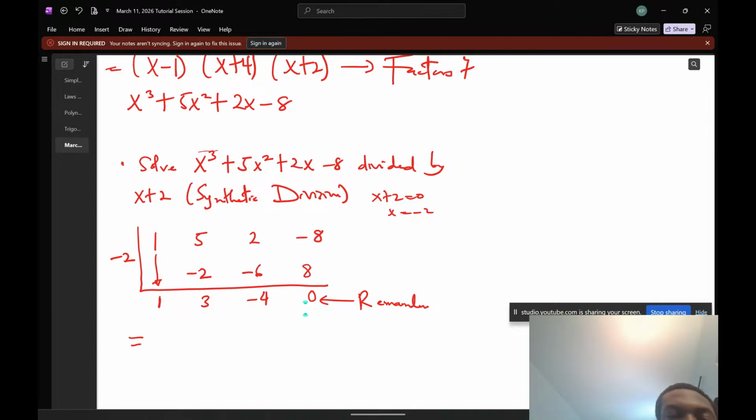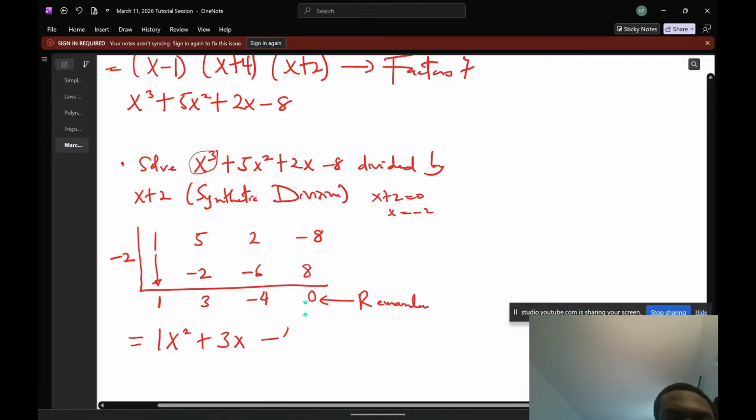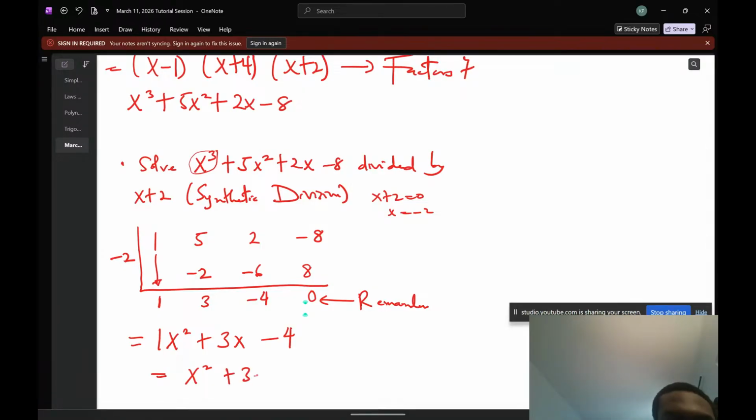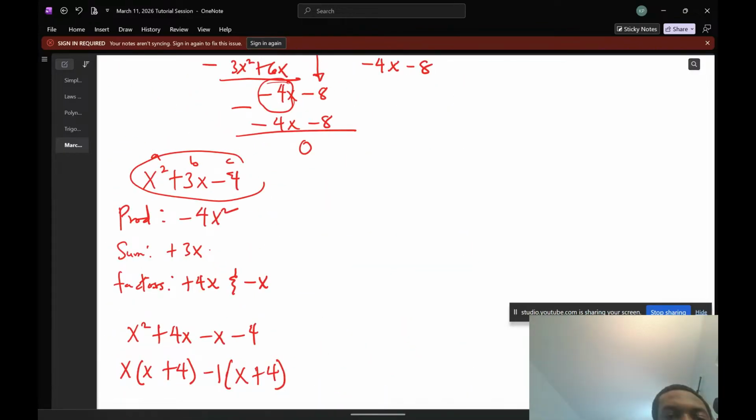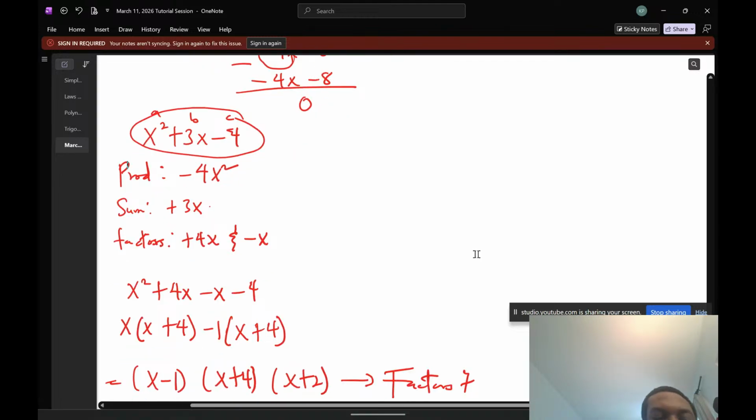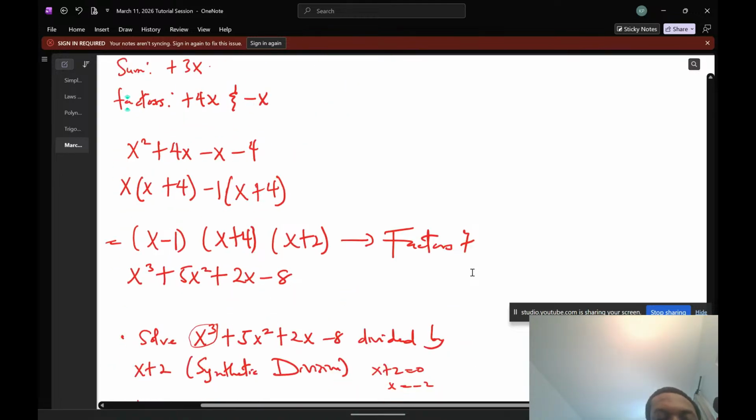Because the dividend starts with x cubed, the answer will always start with the next one that is lesser in power, which is x squared. So that becomes 1x squared plus 3x minus 4, which can be written as x squared plus 3x minus 4. This is the answer. If we scroll up, you see that that's the same thing that was gotten up here. x squared plus 3x minus 4, which will now factorize completely to get x plus 4 and x minus 1.